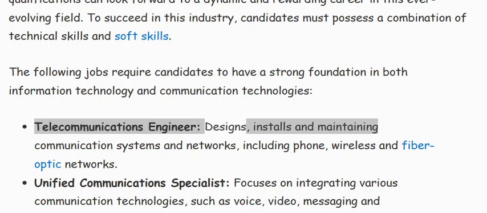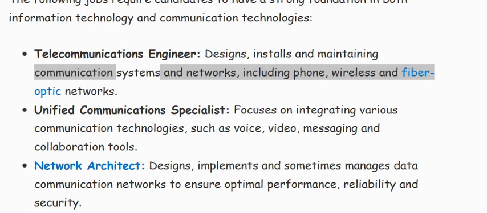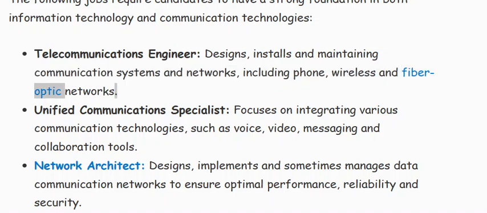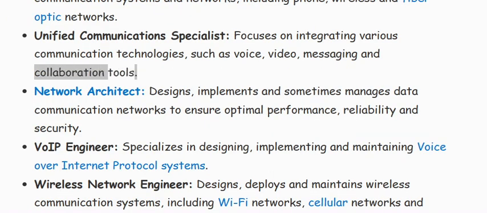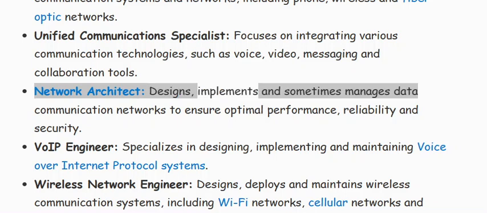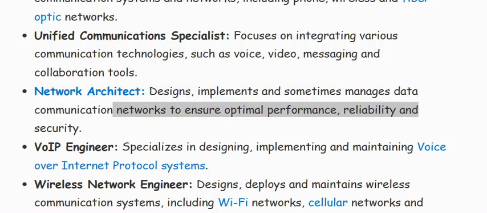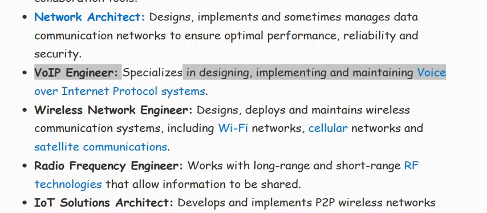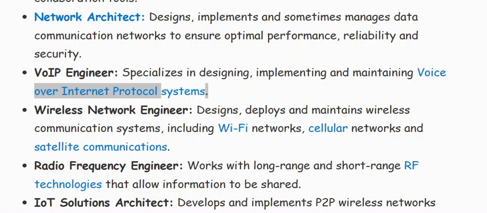Telecommunications engineer designs, installs, and maintains communication systems and networks, including phone, wireless, and fiber optic networks. Unified communications specialist focuses on integrating various communication technologies such as voice, video, messaging, and collaboration tools. Network architect designs, implements, and sometimes manages data communication networks to ensure optimal performance, reliability, and security. VoIP engineer specializes in designing, implementing, and maintaining voice over Internet protocol systems.